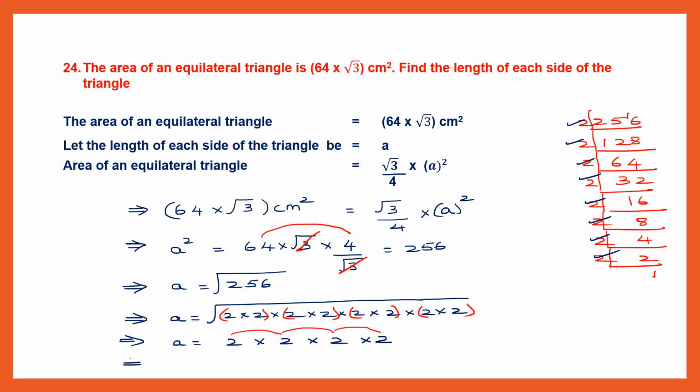So we have found the value of each side. A is each side and that is 16 centimeters. So we have found the answer. A is equal to 16 centimeters. And what is A? We said here in the beginning, let the length of each side be A. So we have found the length of each side to be 16 centimeters.